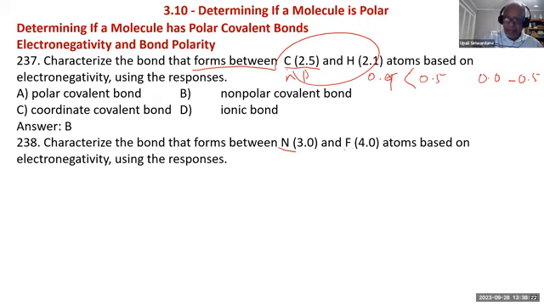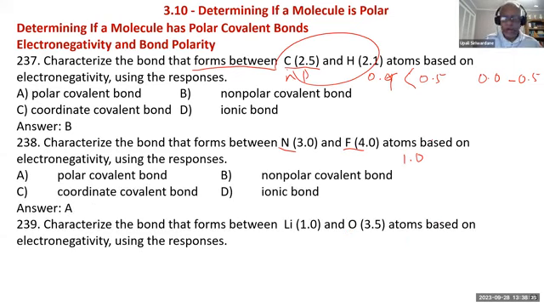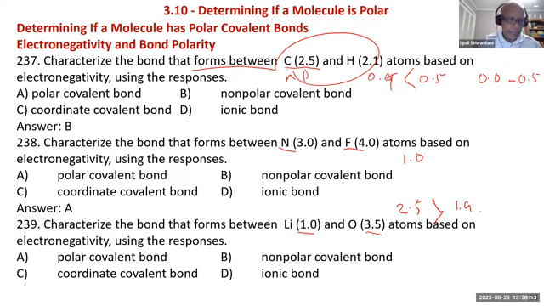Between nitrogen and fluorine, the electronegativity difference is 1.0. That's a polar covalent bond. A is the correct answer. Between 1 and 3.5, the difference is 2.5. That is greater than 1.9. That's an ionic bond. Answer is D.